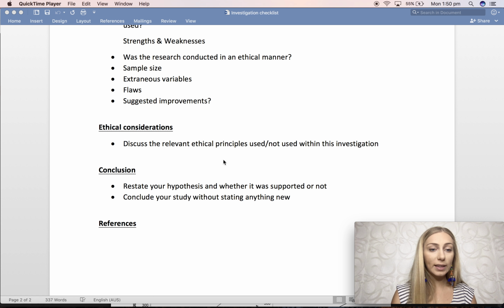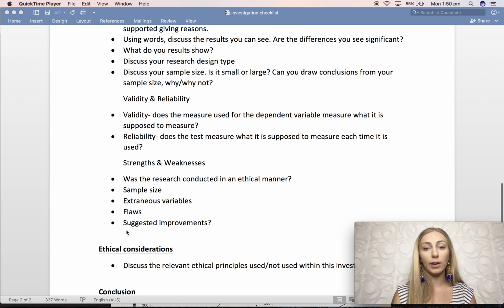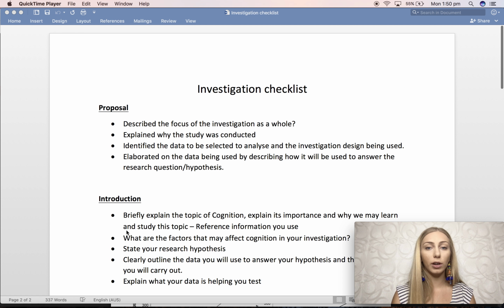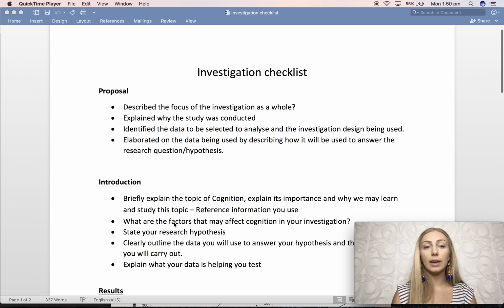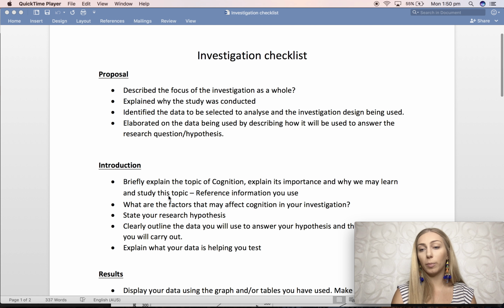And then right at the end, if you have used any references, remember to include your references at the end of your investigation. And if we make our way back up to the top, you should have referenced the topic of cognition at some point. And there's other information that you might have gathered within your investigation that you think might support your discussion as well.